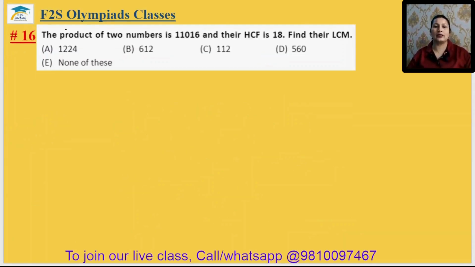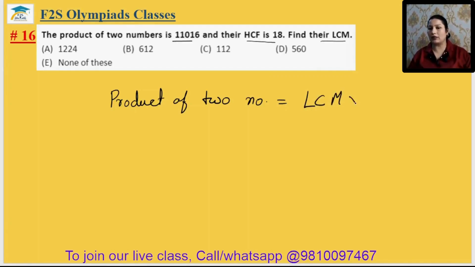Question number 16. The product of two numbers is given, and the HCF is given. Find the LCM. We know that the product of two numbers is equal to LCM multiplied by HCF. If you don't know, just note it down in your notebook.